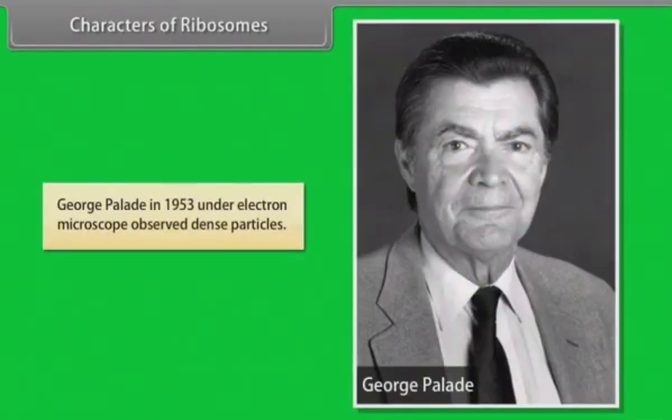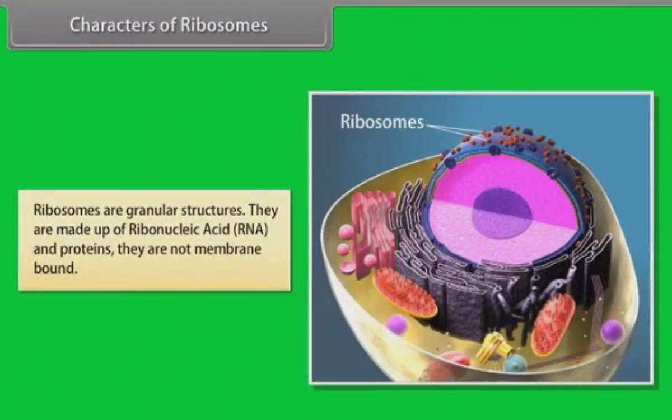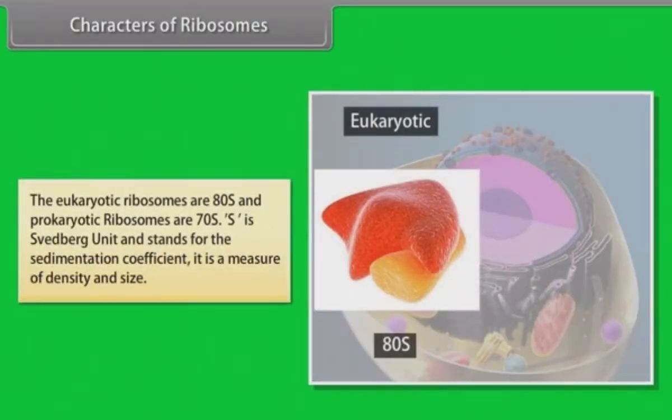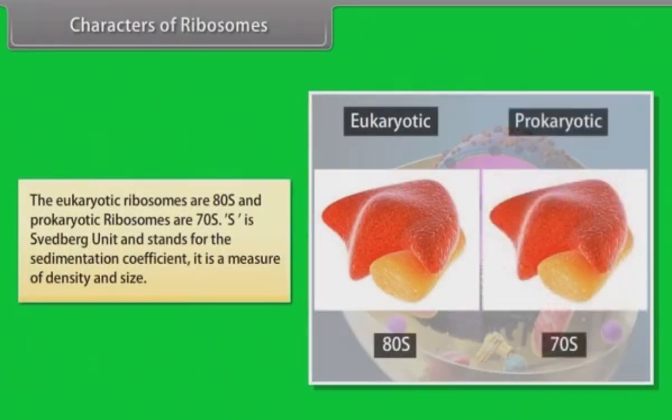Characters of ribosomes. George Palade in 1953 under electron microscope observed dense particles. Ribosomes are granular structures. Ribosomes are made of ribonucleic acid, RNA, and proteins. They are not membrane bound. The eukaryotic ribosomes are 80S and prokaryotic ribosomes are 70S. S is Svedberg unit and stands for the sedimentation coefficient. It is a measure of density and size.